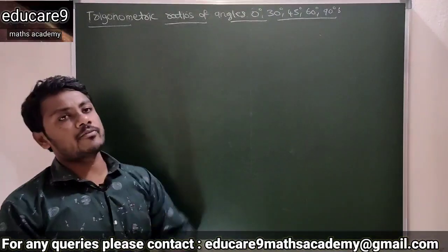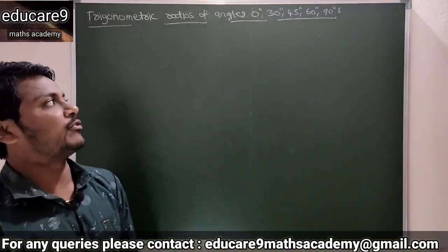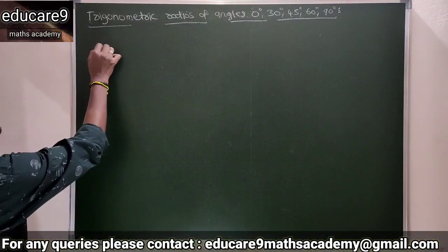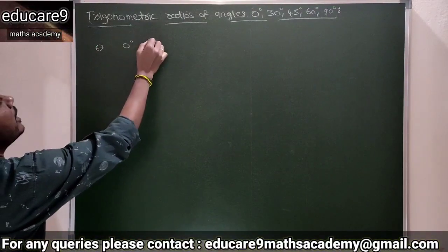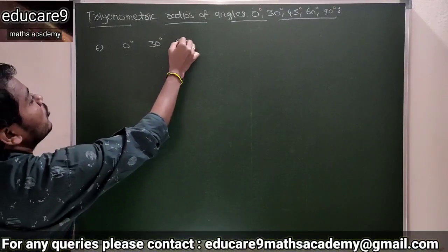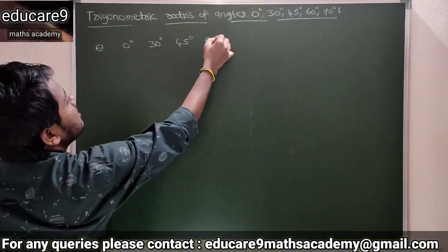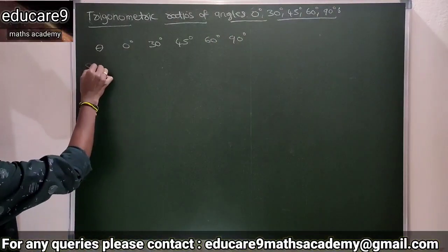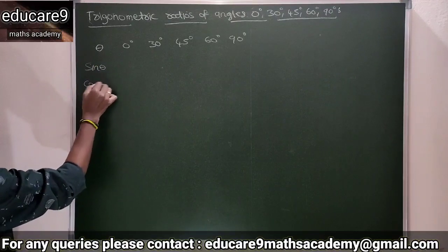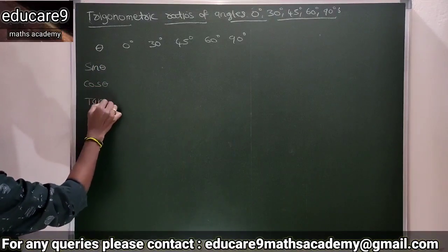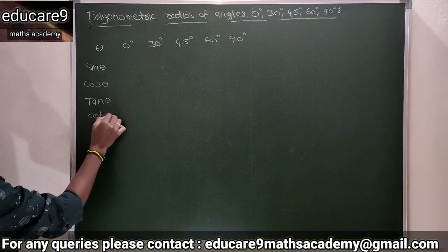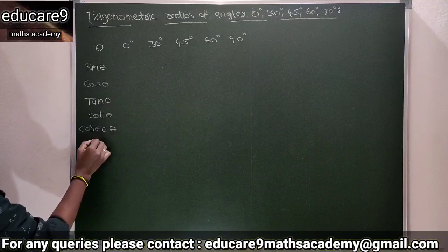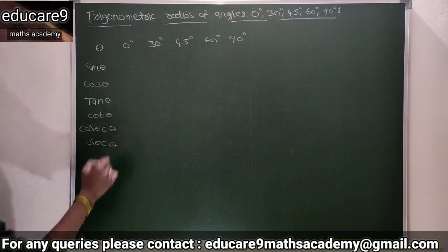Okay. So these are the trigonometric ratios of minus theta. Next, trigonometric ratios of the angles 0 degree, 30 degree, 45, 60, 90. So here, this is theta: 0 degree, 30 degree, 45, next 60 degrees, next 90. Here sin theta, cos theta, tan theta, next cot theta, cosec theta, sec theta.